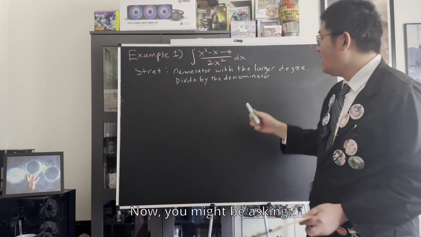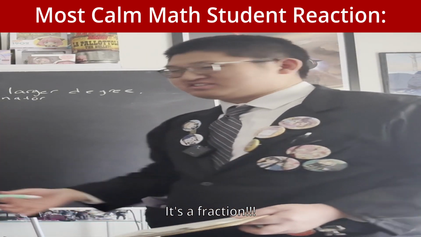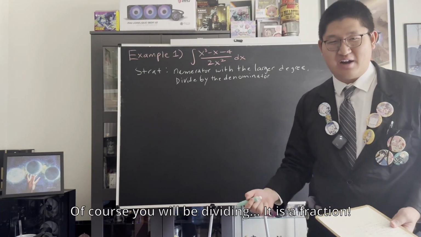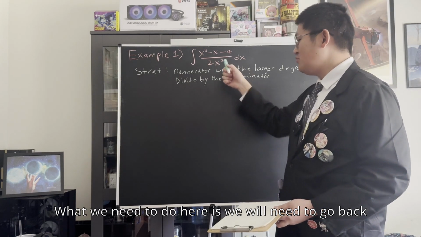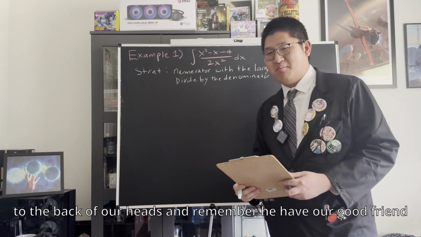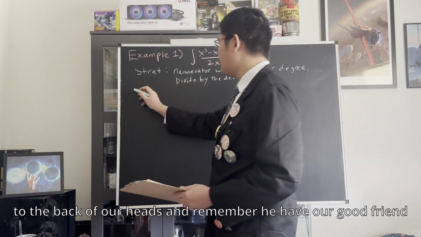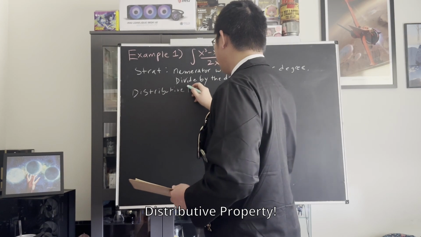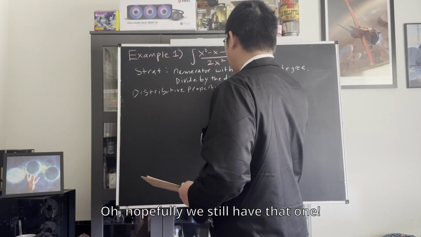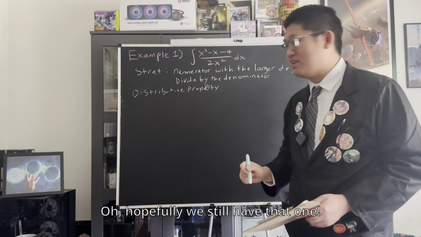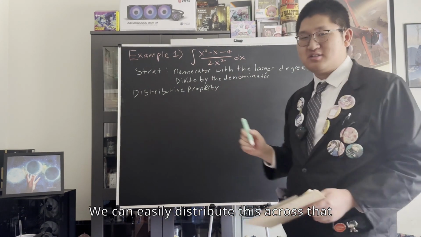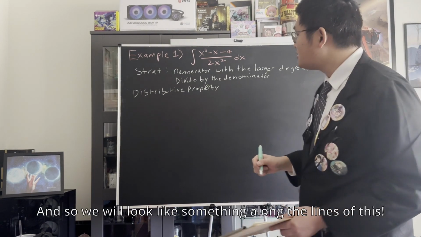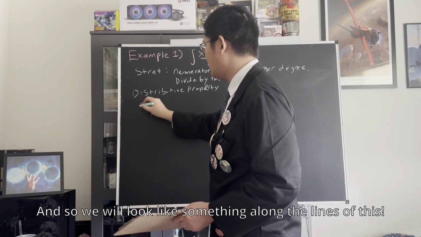Now, you might be asking, how in the world do we divide that? It's a fraction. Of course you will be dividing. What we need to do here is go back to the back of our heads, and remember we have our good friend the distributive property. Hopefully we still have that one. We can easily distribute this across the numerator in the different terms with that 2x squared. And so it will look something like this.